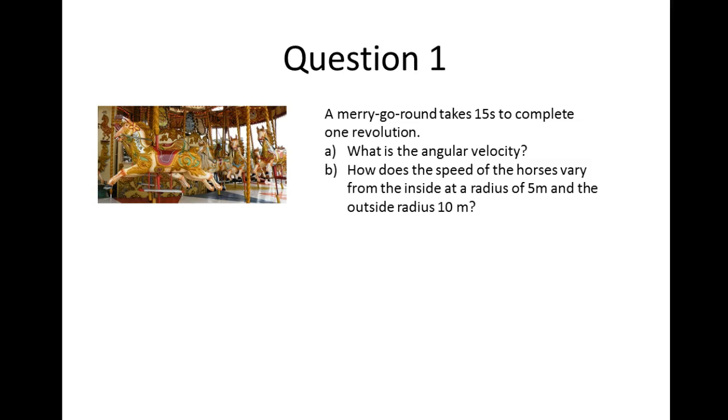So the first question asks us to find out what the angular velocity of a merry-go-round is. And in the second part we're asked to calculate how the speed of the horses varies from the inside to the outside radius. So remember that the thing that links the two is the angular velocity. What we want to find at both those points is the linear velocity.